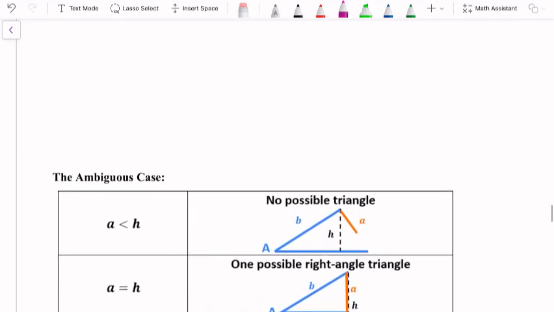Next class period, we're going to talk about the ambiguous case of side-side-angle. So notice none of the ones that we've done so far have to do with that. That's going to be what we tackle in class together.